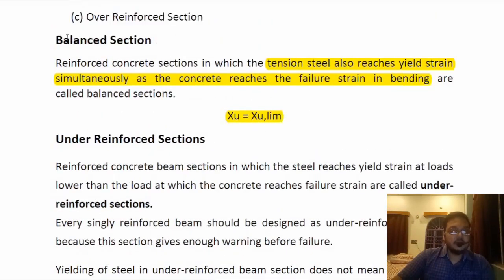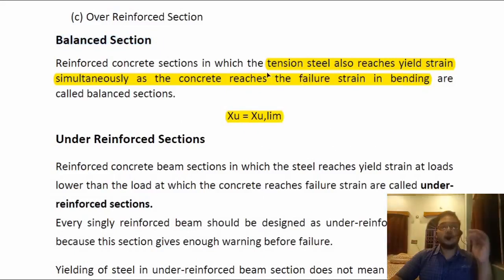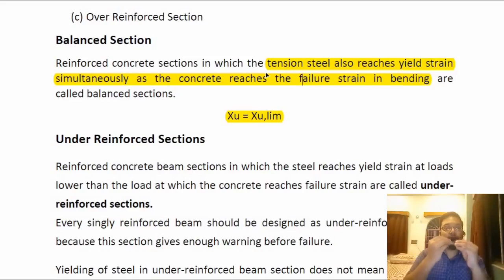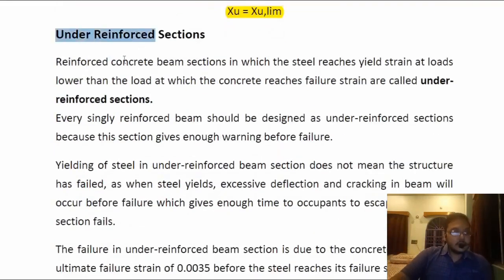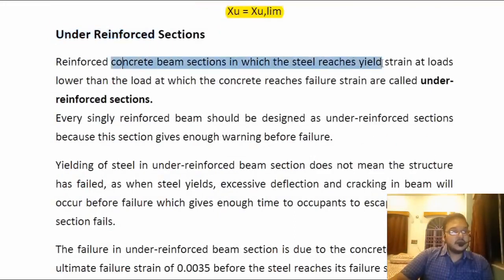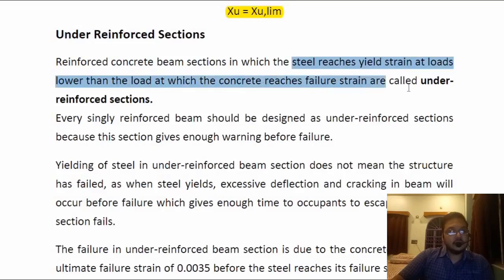So xu shall be equal to xu limit for a balanced section, where the tensile steel will reach its yield strength when the concrete simultaneously reaches its failure strength and just starts crushing. For the under reinforced section, the reinforced concrete beam section in which the steel reaches yield strength at loads lower than the load at which the concrete reaches failure strength is called the under reinforced section.